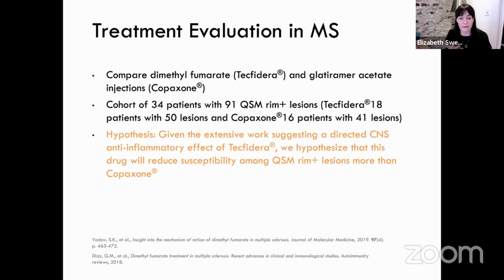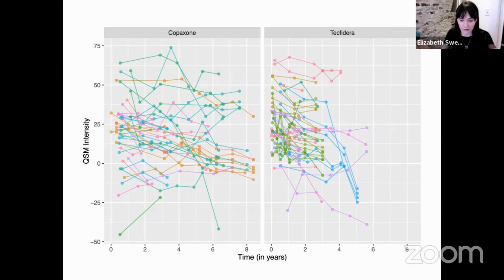We had some difficulties because this is observational data. It wasn't a randomized clinical trial. So I want to give some of the ins and outs of the statistical modeling for that. We had a cohort of 34 patients with 91 QSM rim-positive lesions. Our hypothesis was that because Tecfidera has a central nervous system anti-inflammatory effect, it would reduce susceptibility among QSM rim-positive lesions more than Copaxone. This is the data that Susan showed before. Again, you can see the variability, but you do see a downward trend in both Tecfidera and Copaxone.